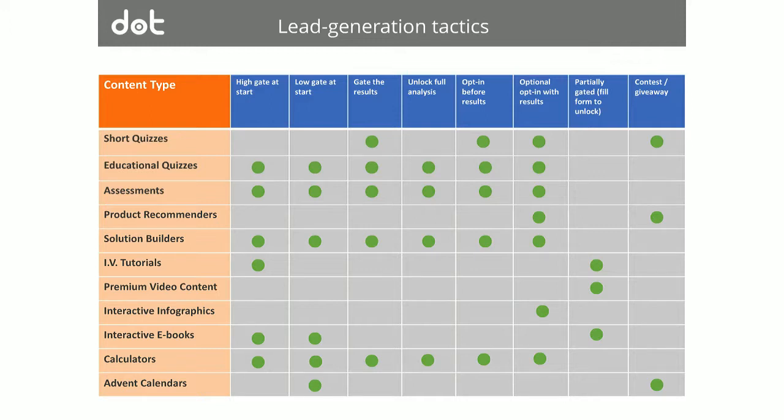Now, some of you who took the quiz might remember that there was an opt-in form before you saw the results. That's a little trick. But there are other ways to create leads with interactive content. You can have a high gate at the start. Let's say you have a lengthy assessment which gives you lots of value and super personalized feedback at the end. For that kind of content, you might be able to have a high gate at the start.